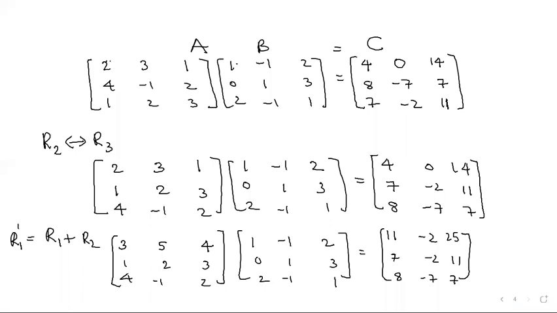Now check whether it is correct or wrong. We interchange the first row, no? 3 plus 0 plus 8. Am I getting 11? Yes. Minus 3 plus 5 minus 4 minus 2. Perfectly right. 6 plus 15 plus 4, 25, correct.